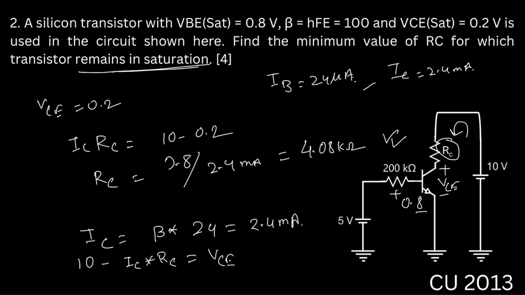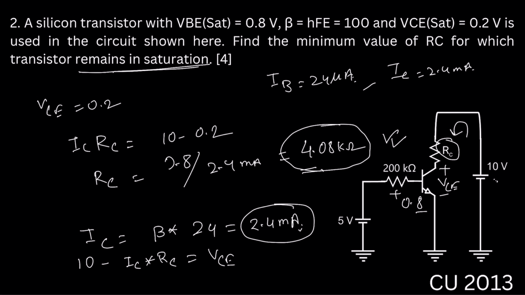That means this value, 4.08 kilo ohm, will be the minimum RC value such that the transistor will operate in the saturation region. Why? If we increase RC from 4.08 to, suppose, 5 kilo ohm, then the voltage drop across RC will be higher, as the current IC is 2.4 milliampere. The drop would be more than 10, and the source is 10, so the transistor will go to the saturation region.